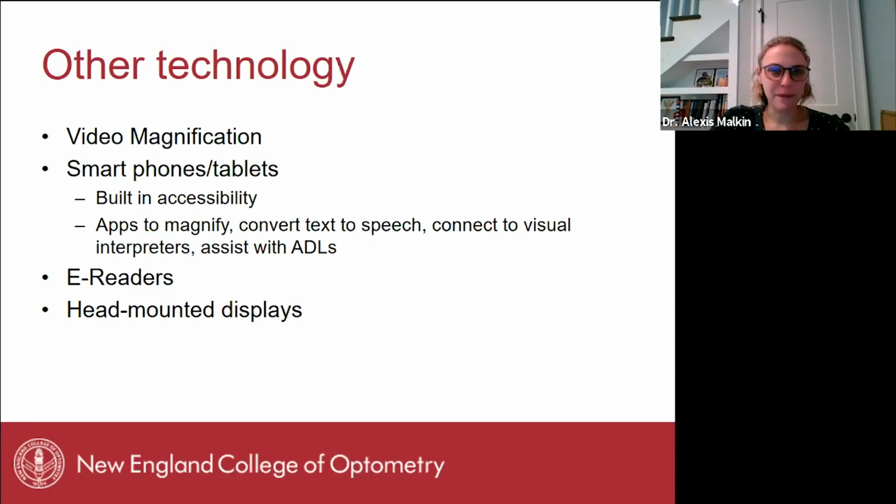And a lot of people are starting to inquire about head-mounted displays. I use head-mounted displays somewhat often in my clinic, but for more specific goals, I try to start with the more basic tools, the hand magnifiers, optical solutions if I can. And I jump to things like video magnification and head-mounted displays for the patients who can't meet their goals with more standard optical devices.